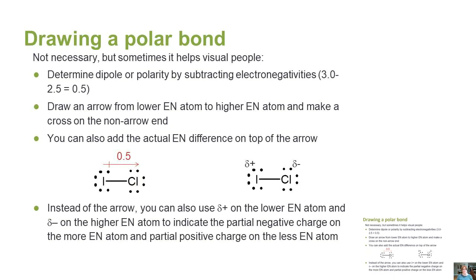Drawing it can really help. So when I draw it, first I have to determine the dipole. I'm going to have to get the electronegativities of both atoms in the bond and subtract them, the higher one minus the lower one. Then I'm going to draw an arrow from the lower one to the higher one, or put a delta plus on the lower one and a delta minus on the higher electronegativity atom. I can actually put the difference on top of the arrow to indicate the size of the dipole moment, and that can be pretty helpful. We'll see that it's going to be important when I start talking about molecular dipoles.